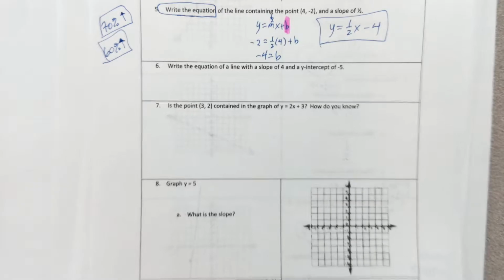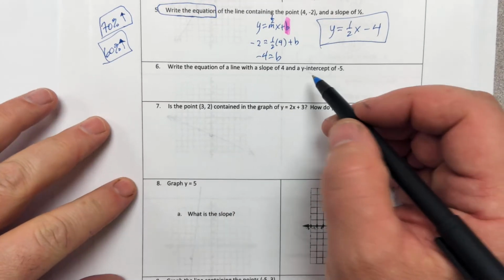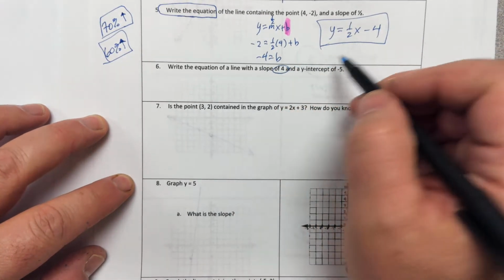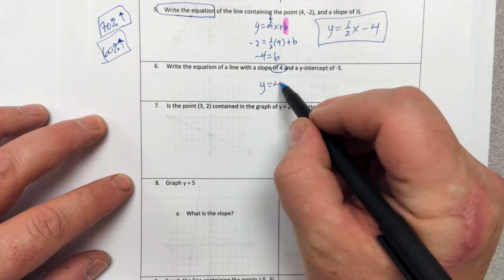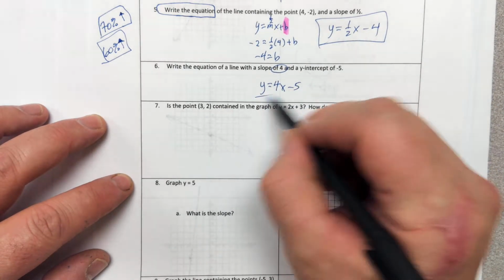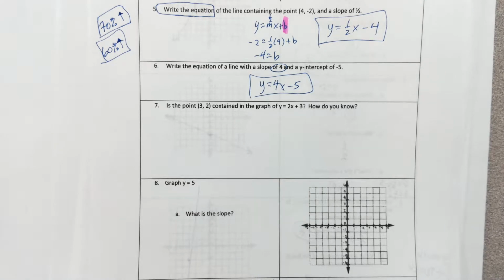Okay. Now this one's easy because the slope is 4 and the slope goes right in front of the x and the y-intercept is negative 5, so there you go. You got that one wrong? Fine, that's easy. Yep.